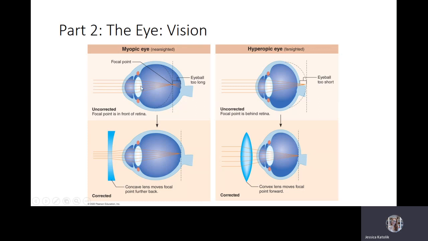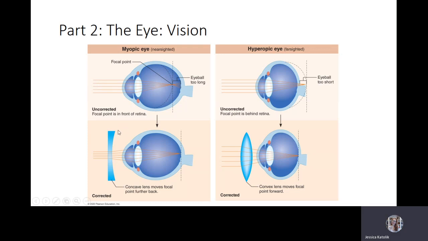So this is the type of vision that I have. I am very, very nearsighted, to the point where they have to check my retinas every year to make sure they're still attached. And so, yeah, this would be the shape of my eye.